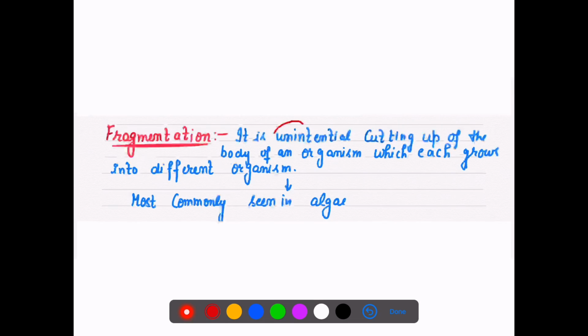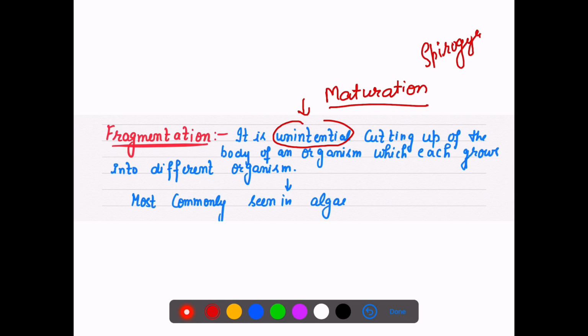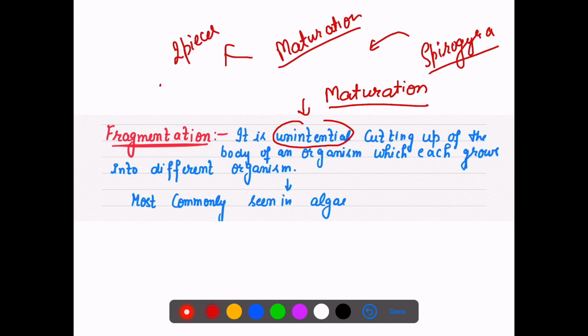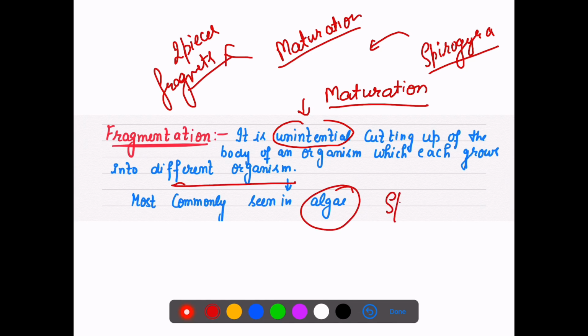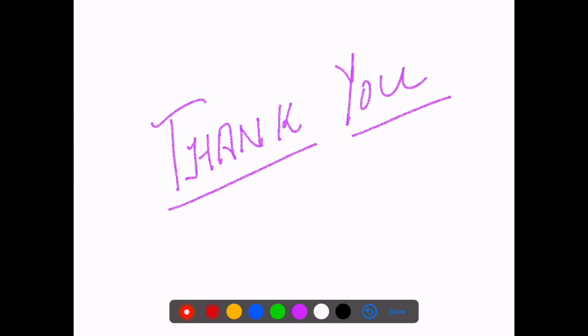फ्रैगमेंटेशन इज़ अनइंटेंशनल, मीन्स अपॉन मैच्योरेशन. हम नहीं कट कर रहे हैं कि हमने स्पेसिफिकली कोई कट किया और अभी हमारे पास न्यू प्लेनेरिया न्यू स्पायरोगायरा डेवलप हो जाएगा. नो, दिस इज़ अ कट विच इज़ डेवलप्ड ऑन मैच्योरेशन ऑफ स्पायरोगायरा, एंड व्हेन कट इज़ मेड, these 2 fragments or these 2 pieces of Spirogyra can give rise to a new organism. This is most commonly seen in algae.